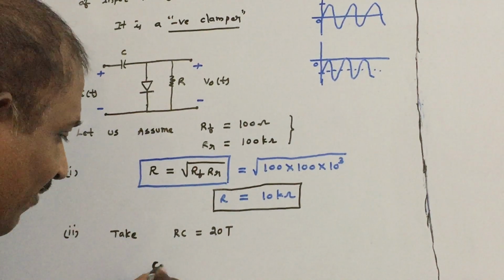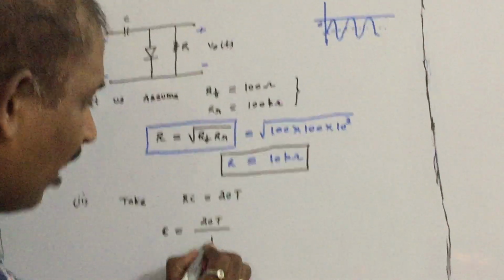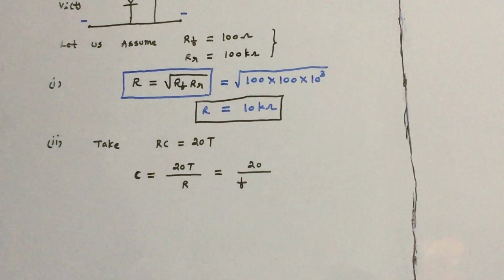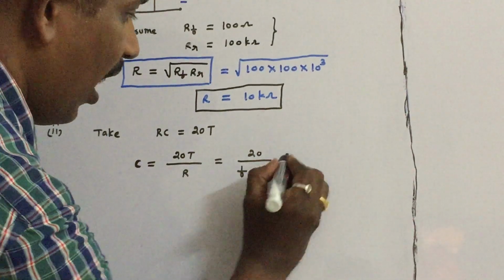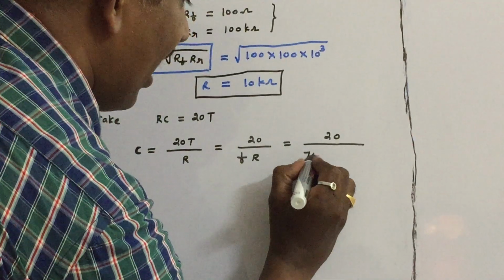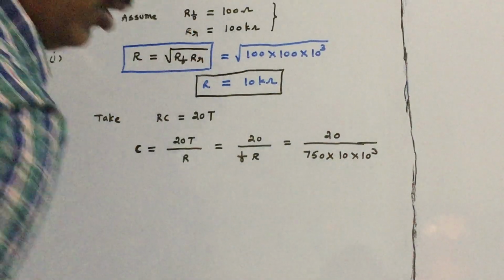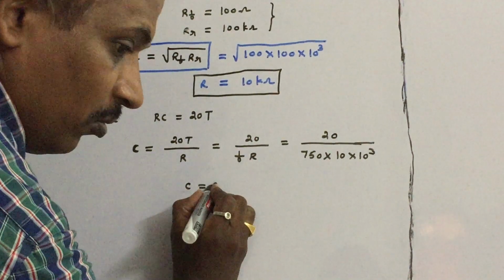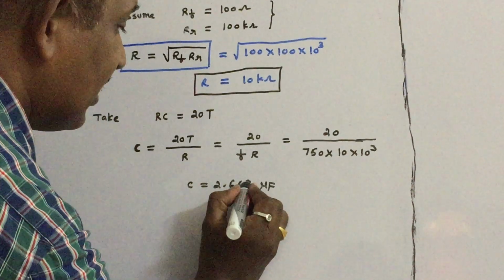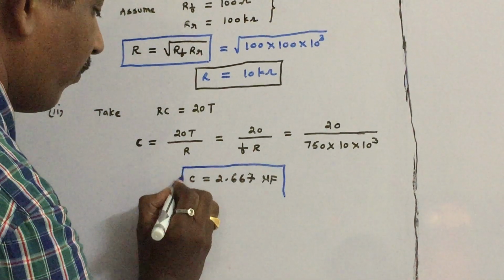So you can calculate C very easily. C is equal to 20T by R. What is T, the time period of the input waveform? T is equal to 1 by f. So C is 20 by f into R. What is the frequency of the input signal given? It is 750 Hz. What is the R we have calculated? 10 into 10 cube. So the answer will come out as C is equal to 2.667 microfarad. So this is the answer for this very simple problem.